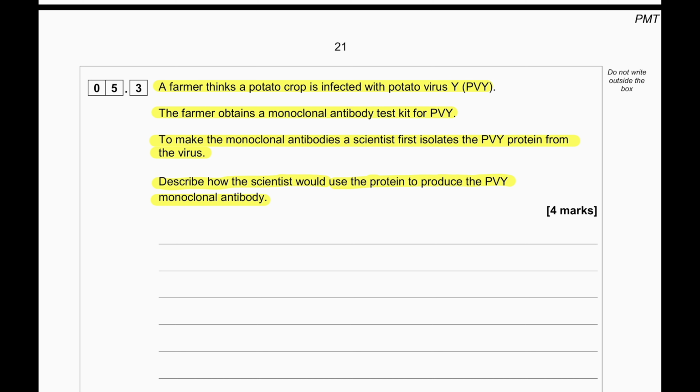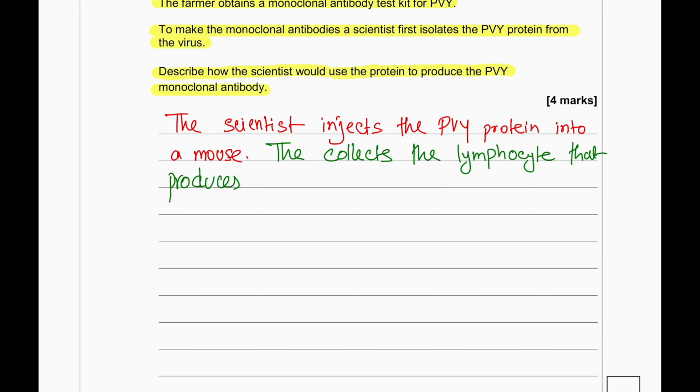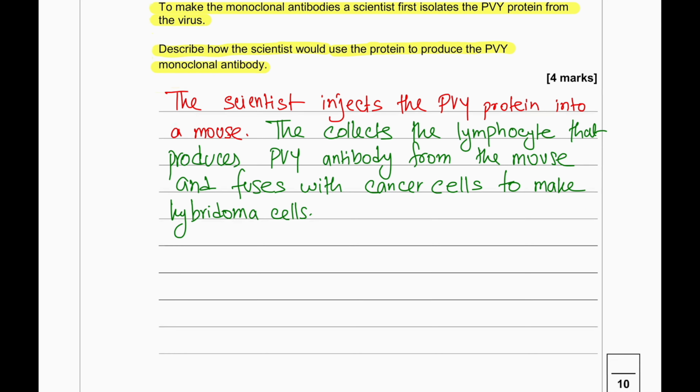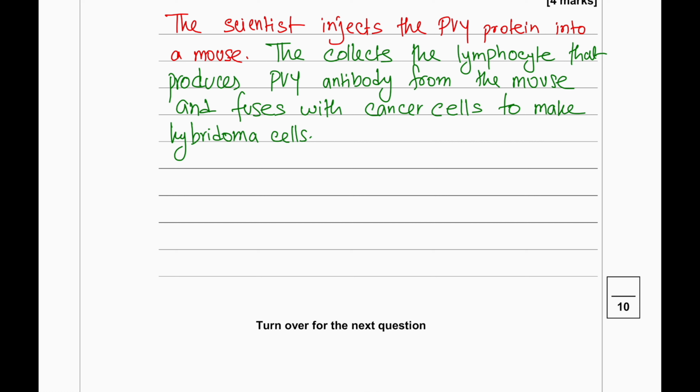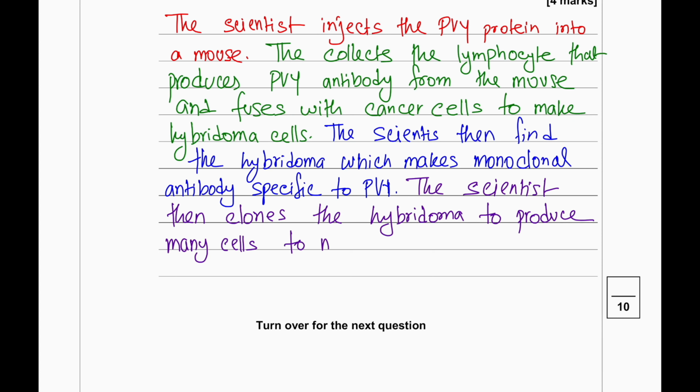The process of making monoclonal antibodies is similar for any protein that we need to make them for. So what is the process? First of all, we'll have to inject that protein into a mouse. Once we put it into a mouse, the mouse will make antibodies against that particular protein, and then we're going to collect the lymphocyte that is producing the antibodies, and then we will combine it with a cancer cell to make a hybridoma cell. Once the hybridoma cell is made, the hybridoma cells will make the specific monoclonal antibody, which is PVY. The scientist then can clone the hybridoma cell to produce many hybridoma cells that will make the antibody for the scientist.